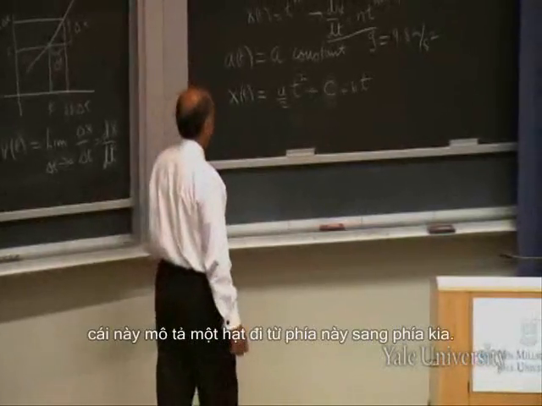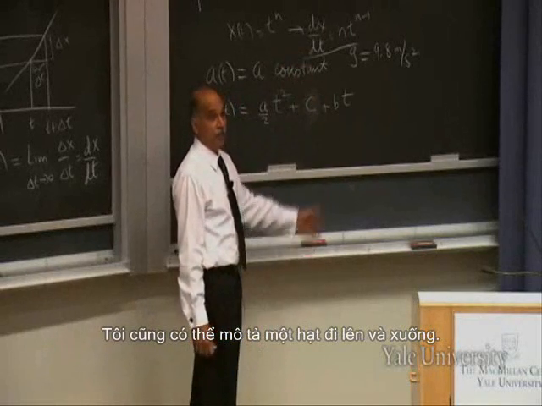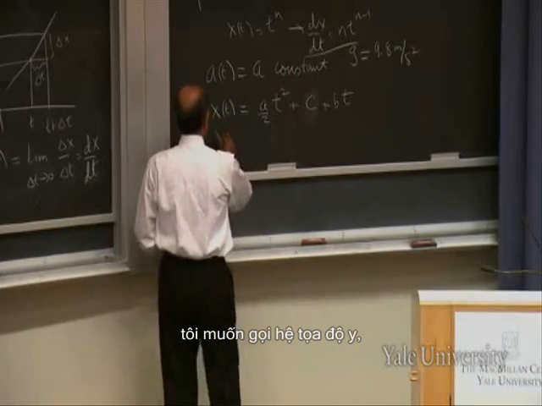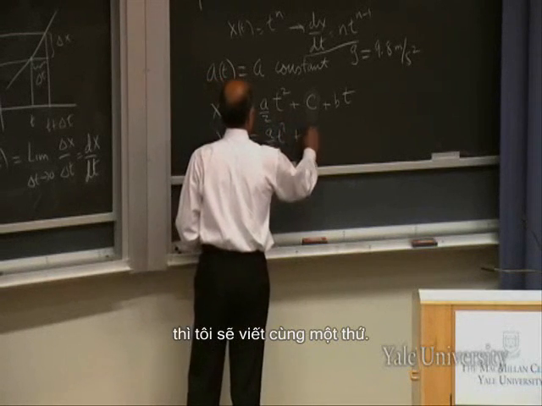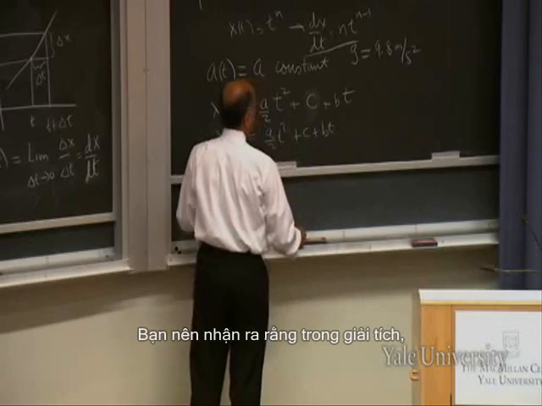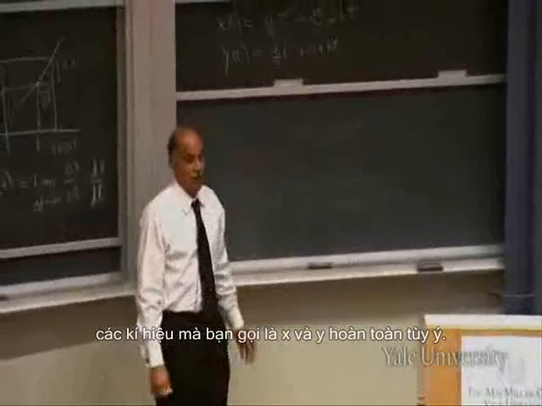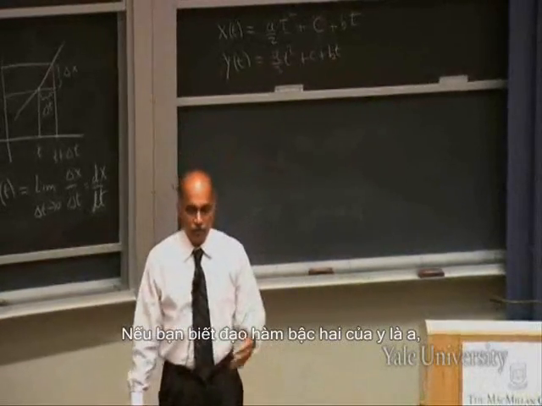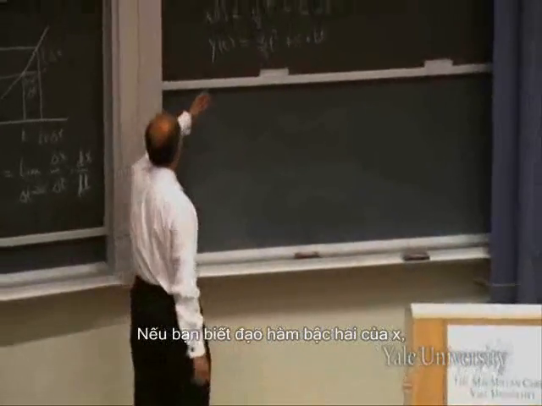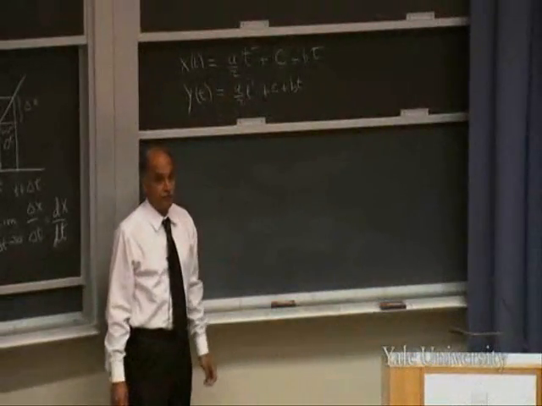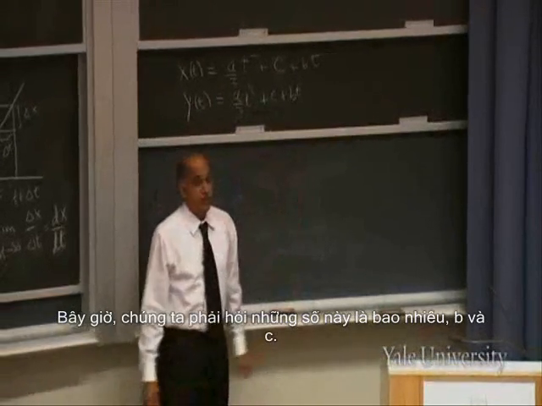Now, you must remember that this describes a particle going side to side. I can also describe a particle going up and down. If I do that, I will like to call that coordinate y, then I will write the same thing. You've got to realize that in calculus, the symbols that you call x and y are completely arbitrary. If you know the second derivative of y to be a, then the answer looks like this. If you knew the second derivative of x, the answer looks like that. Now we have to ask, what are these numbers, b and c?